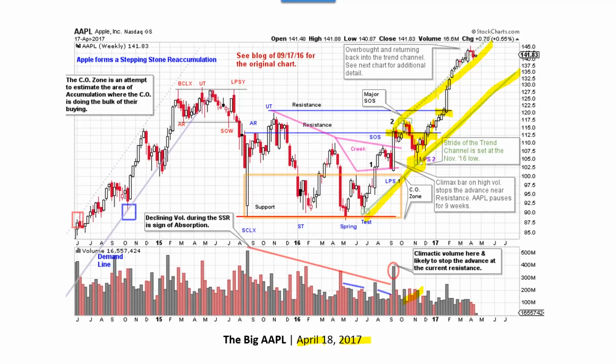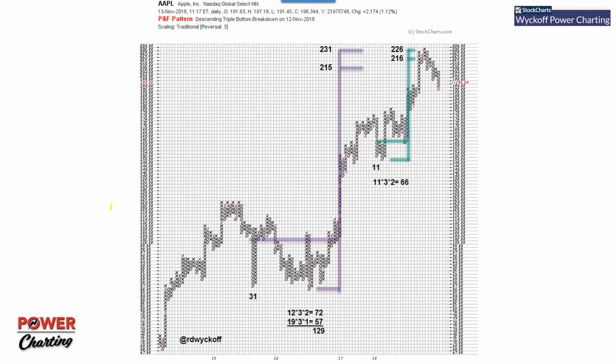And now this major sign of strength, another push through resistance, has Apple in a true new uptrend where it's gone from being under reaccumulation into just marking up. It looks great. And so what's the potential?